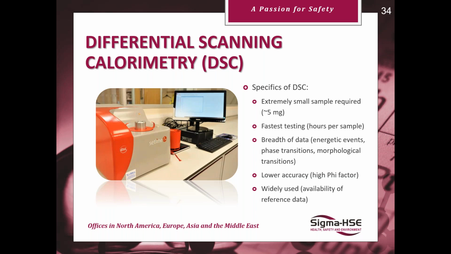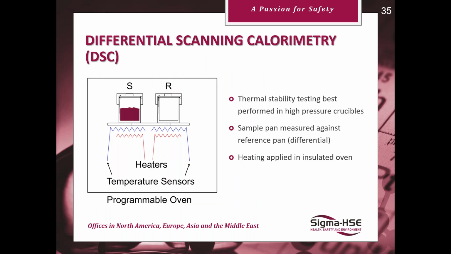It's a really useful tool. You've got a lower accuracy because we're talking about 10 milligrams of sample here, but it's really widely used because you've got availability of reference data to go with your data. This typically works, especially in our case, with a reference sample which will have no events as you go through the temperature ramp against your sample, and the differential temperature profiles between the reference and the sample give us the plot that we provide as the data.